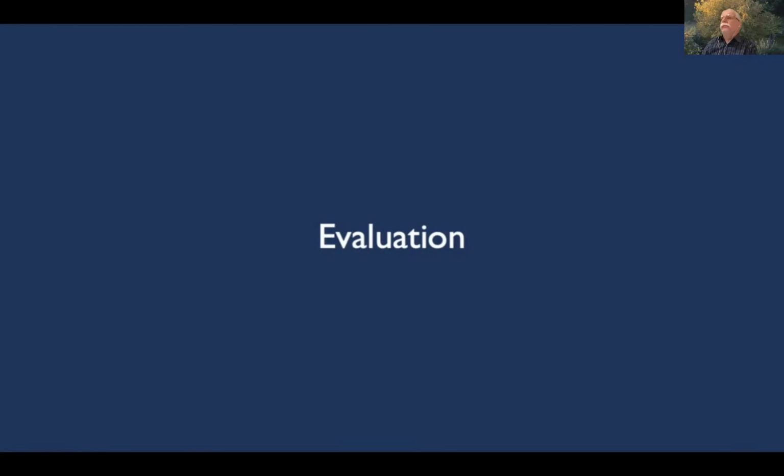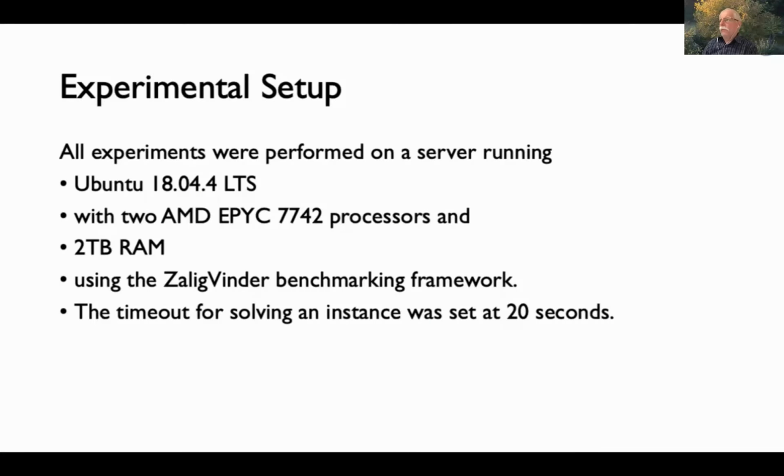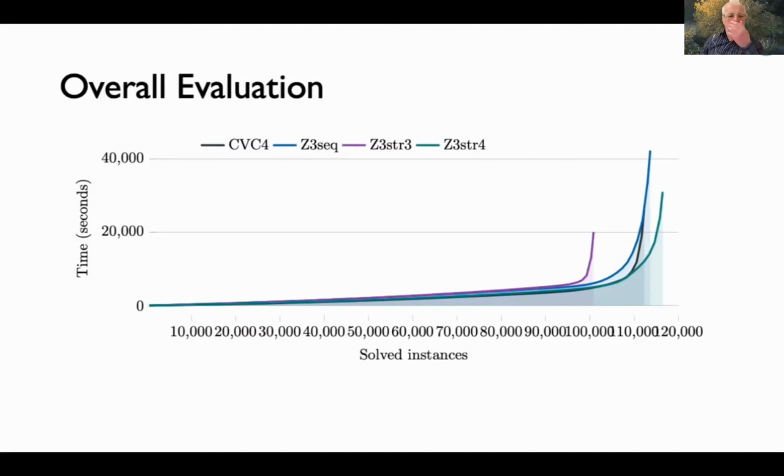Finally, on to the evaluation. We performed our experiments on an Ubuntu server using the ZaligVinder benchmarking framework. The timeout for every instance was set to 20 seconds. Overall, like we saw before, we do quite well. Z3str4 is able to solve more queries in less time, like we set out to do.